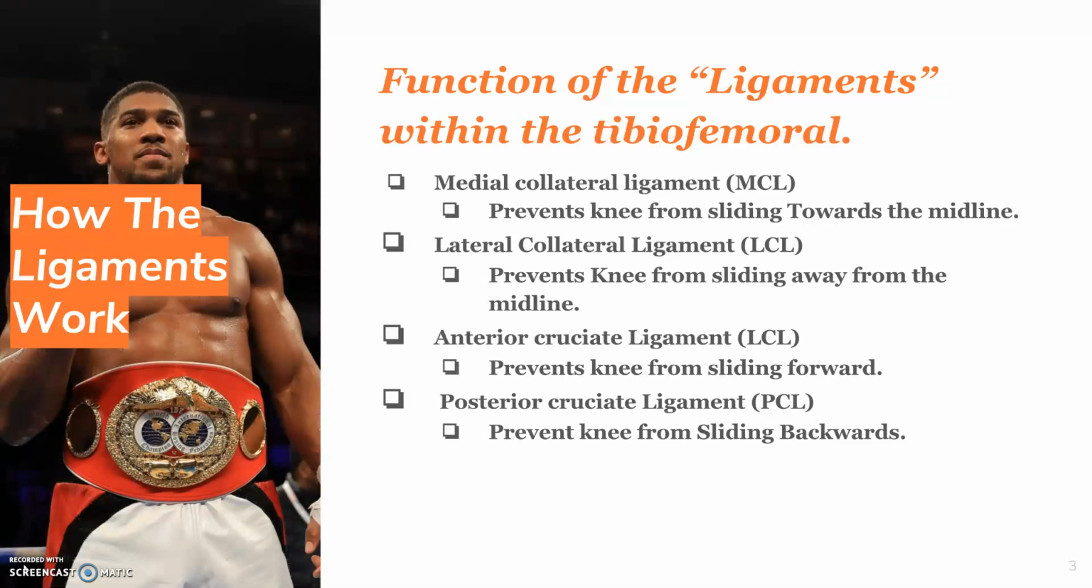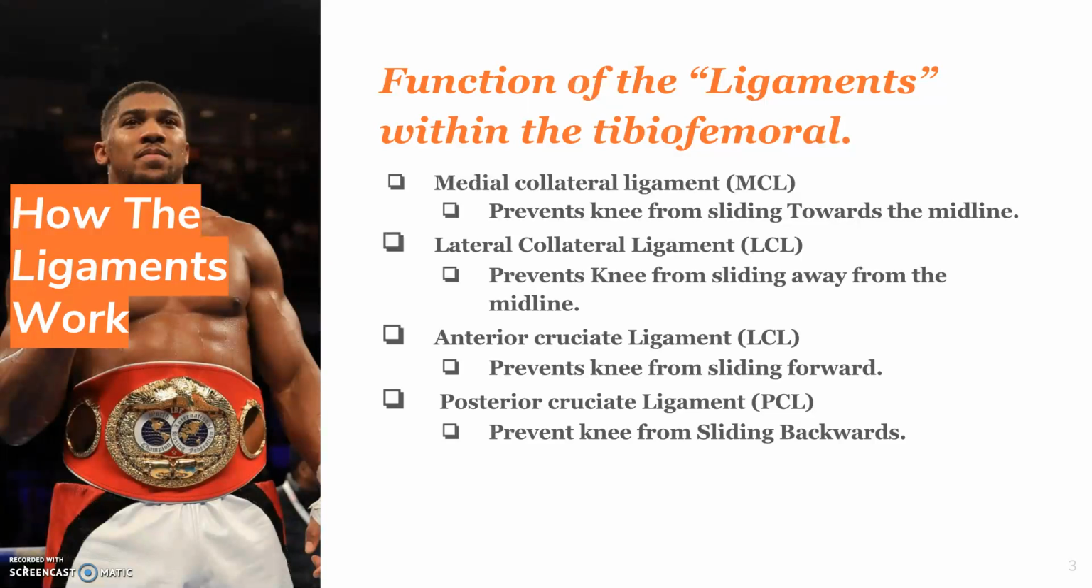The four are the medial collateral ligament, which is your MCL, that runs along the inside of your knee, hence medial, close to your midline of the body, and prevents the tibiofemoral joint from sliding within the frontal plane towards the midline. The lateral collateral ligament runs along the outside of the knee, hence lateral, further away from your midline, and prevents the tibiofemoral joint from sliding within the frontal plane away from the midline of the body.